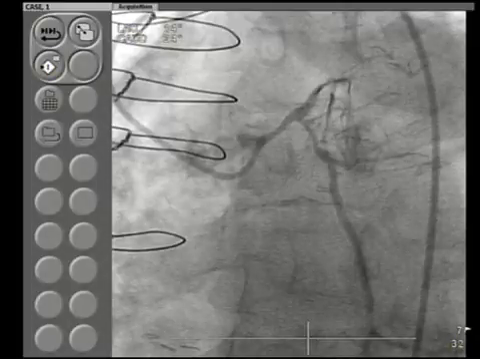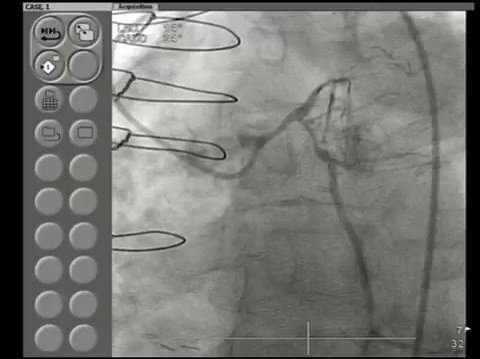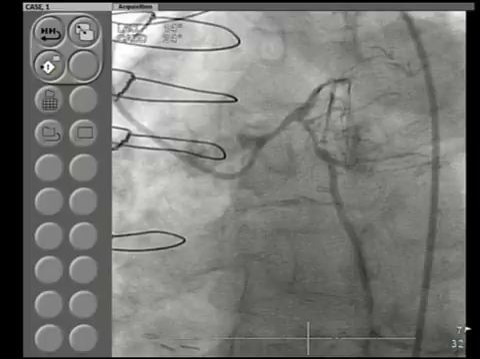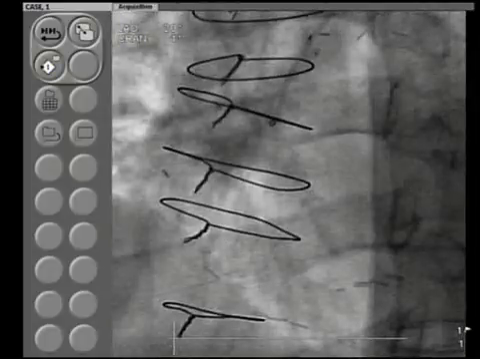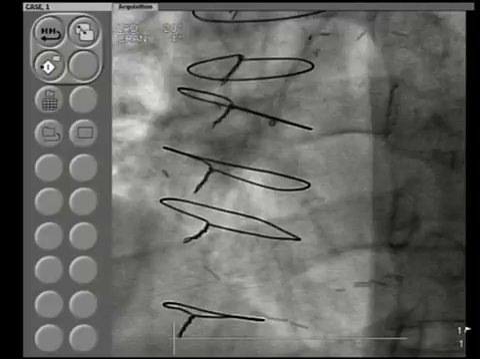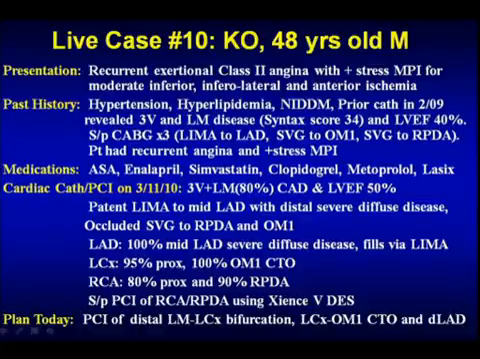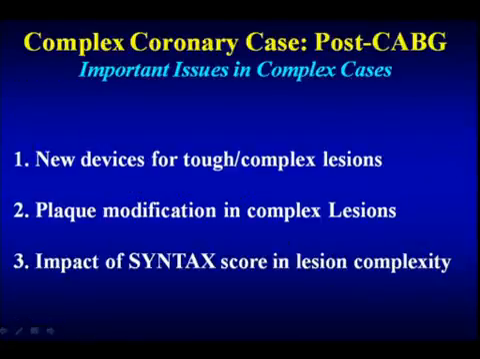on live. Otherwise, we will still go with the distal LAD via the LIMA, and since it's diffusely diseased and mildly calcific, we might end up doing rotational atherectomy, and that's our plan. Now, having said that, while we are getting everything ready, let me quickly go through some points. In this complex case, we have a few devices for tough and complex lesions, besides what we used to have, rotational atherectomy only.